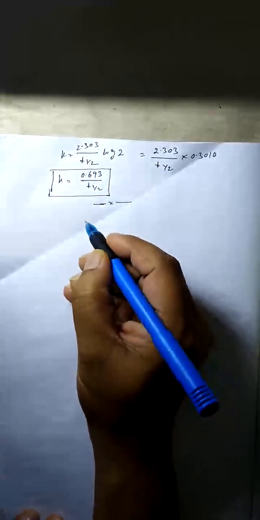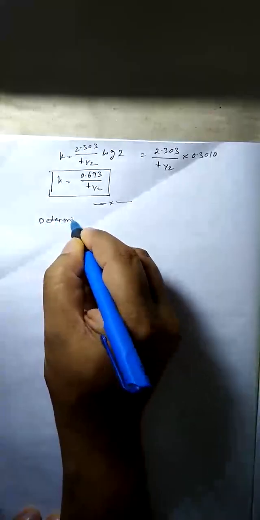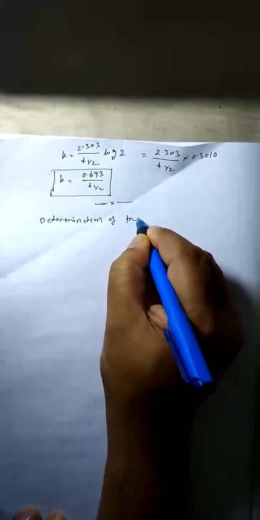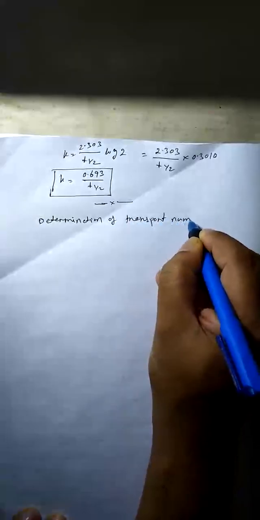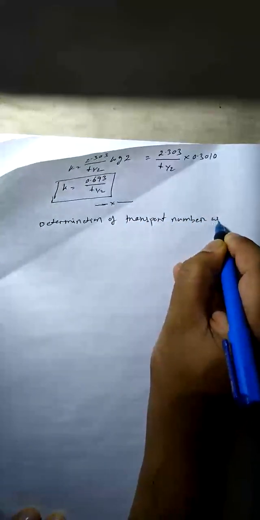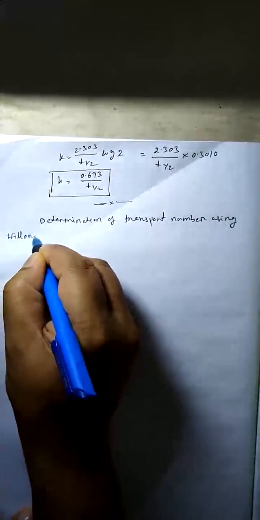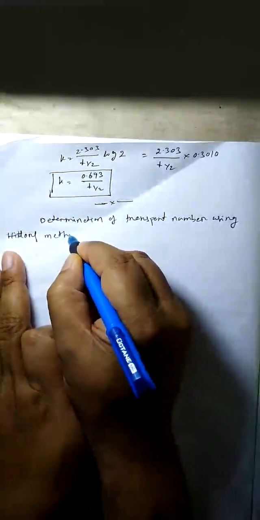So we can first write: determination of transport number using the Hittorf method.